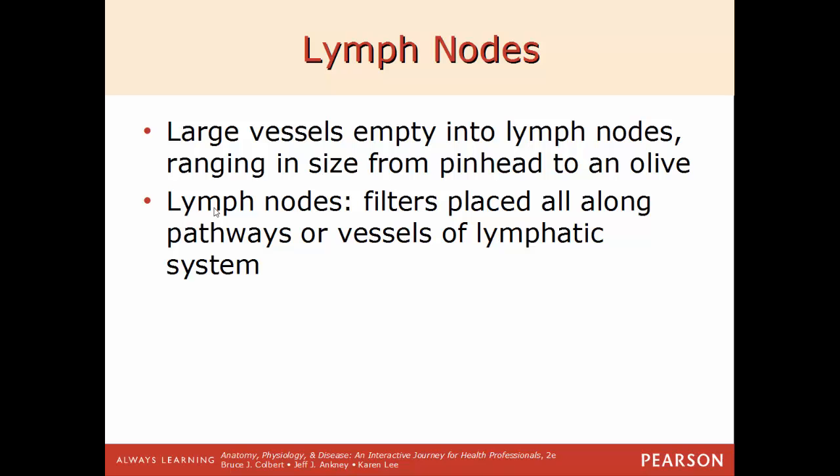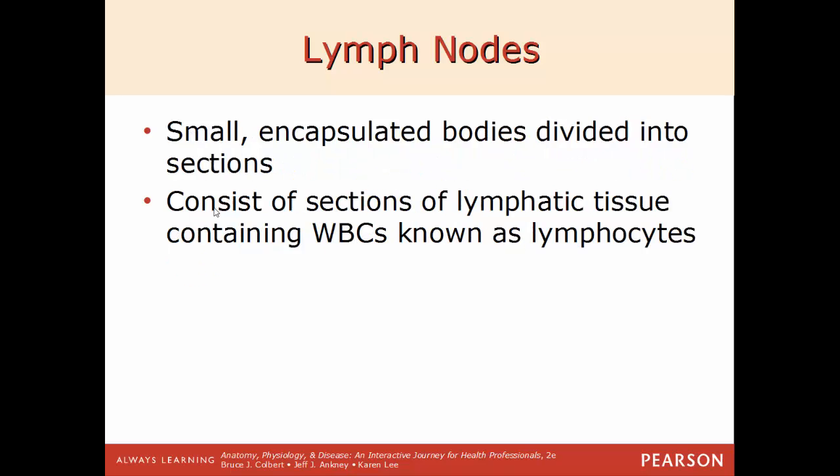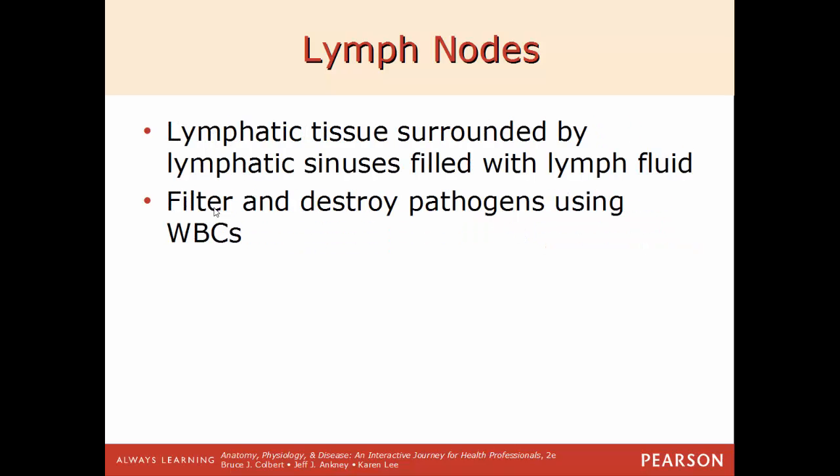Now, lymph nodes are filters that are all throughout the pathways of these lymphatic vessels, throughout the lymphatic system. These will be small encapsulated bodies that are divided into smaller sections. Now, these sections are made up of white blood cells called lymphocytes. Now, the lymphatic tissue surrounded by the lymphatic sinuses are filled with lymph fluid, and their goal is to filter and destroy pathogens using these lymphocytes, using these specialized white blood cells.